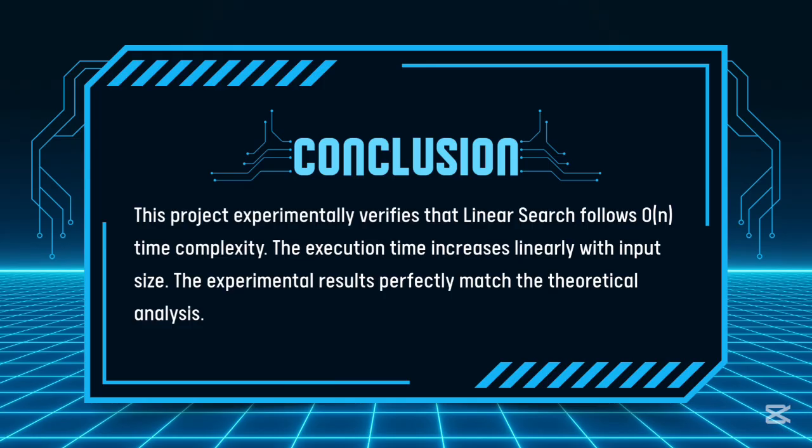Our experiment validated this. As the array size increased from 10,000 to 50,000, the average execution time increased proportionally. The linear shape of the graph perfectly matches the theory. Therefore, the experimental result perfectly matches the theoretical time complexity of linear search.